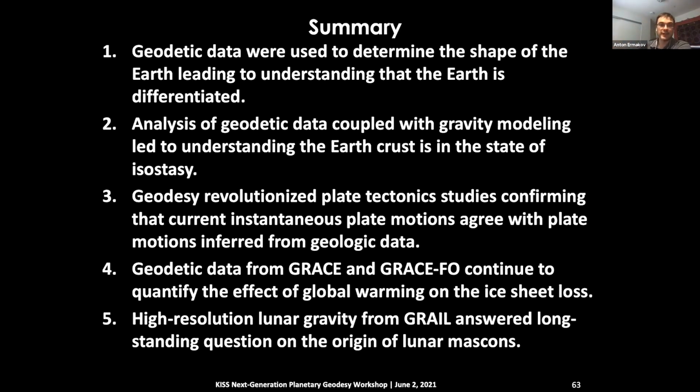Geodetic data from GRACE and from the current GRACE Follow-On mission continue to quantify the effect of global warming on the ice sheet loss. And high-resolution lunar gravity data from the GRAIL mission answered a long-standing question on the origin of lunar mascons. And with that, I conclude my talk and am happy to answer any questions you have.